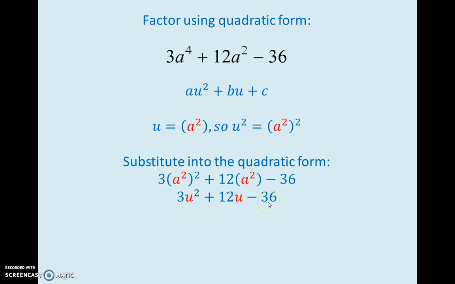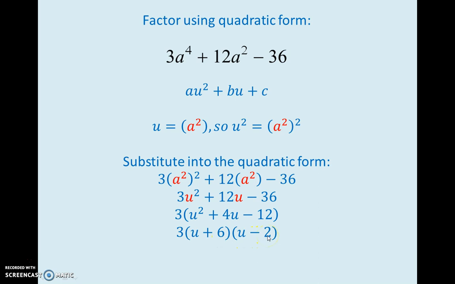All I'm doing really is rewriting this in a form that looks more like a regular quadratic so that I can go ahead and factor. So now I want to factor this. The first thing to always check for is common factors, the greatest common factor, and in this case that would be 3. So I'm going to factor out the 3, which leaves me with u squared plus 4u minus 12. Now all I have to do is factor this quadratic, and its factors will be, 3 is still here, u plus 6 times u minus 2.